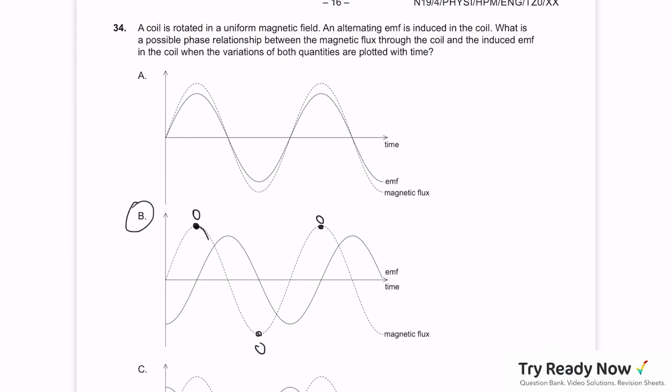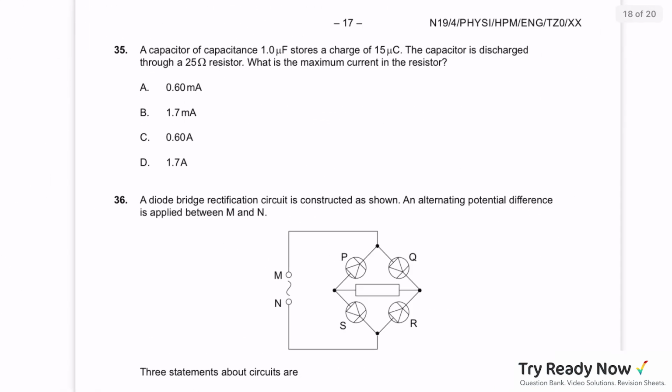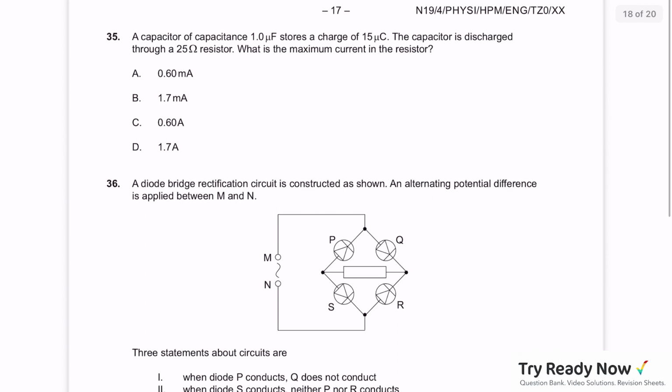So going on to question 35 now. Question 35 is a capacitance question. So let's just go to our formula booklet, subtopic 11.3, which is capacitance. What we find is that we have a formula for capacitance that is capacitance is equal to the charge over voltage. So now we're asked to find the current.